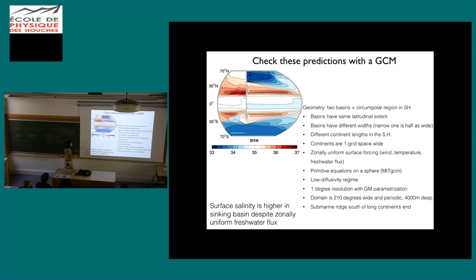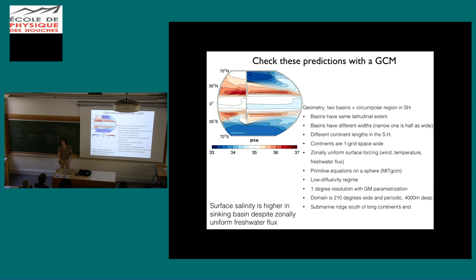So this is on the sphere, but instead of being 360 degrees wide, it is 210 degrees wide, but it's periodic nevertheless. And so we force this with winds, temperature, and freshwater flux, all independent of longitude, only functions of latitude. So the Pacific and the Atlantic receive the same amount of fresh water. And yet, when you look at the surface salinity, which is what is depicted here, the Atlantic is way saltier than the Pacific by about 2 PSU, which is just what is observed.